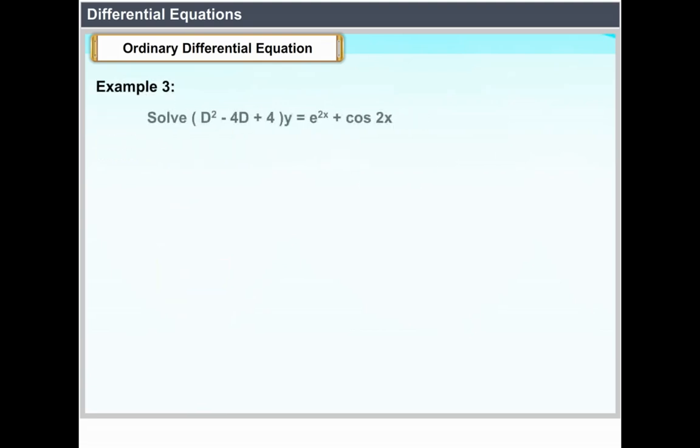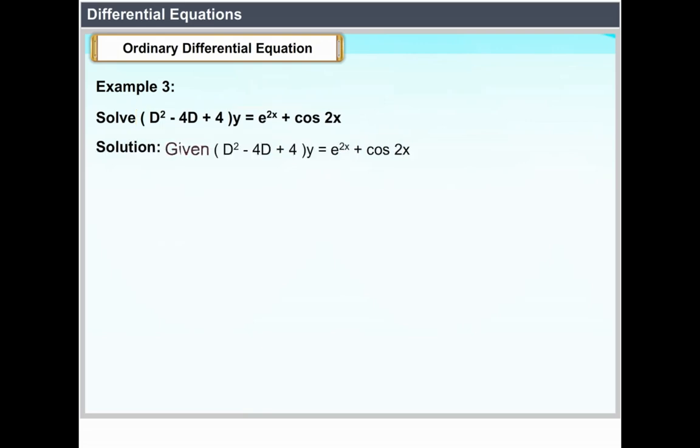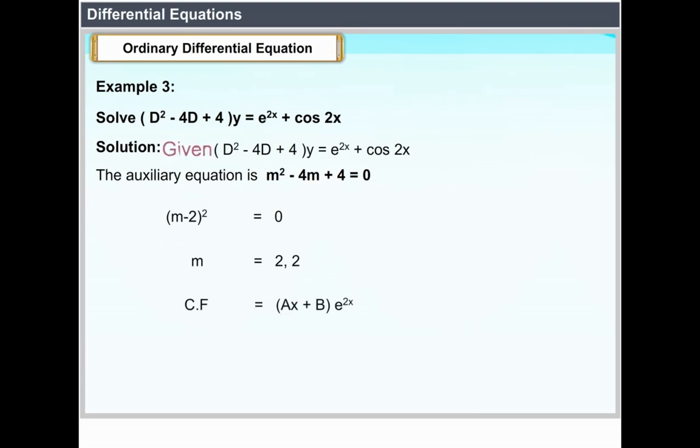Example 3. Solve (D² - 4D + 4)y = e^(2x) + cos 2x. Solution. Given (D² - 4D + 4)y = e^(2x) + cos 2x. The auxiliary equation is m² - 4m + 4 = 0. Then (m - 2)² = 0. By factorization we get m = 2, 2. Complementary function = (ax + b) e^(2x).